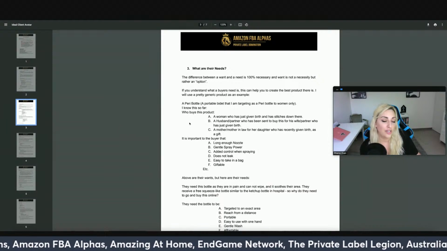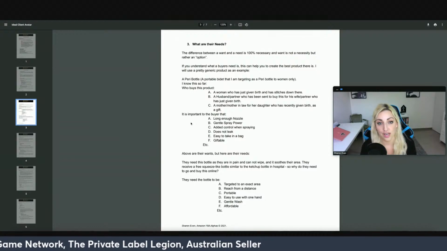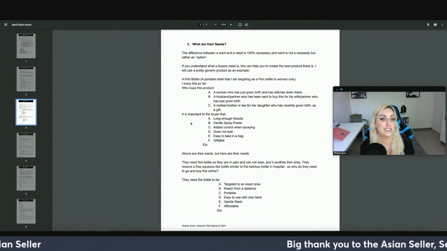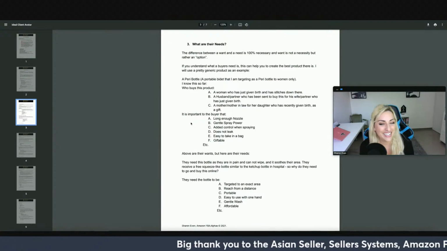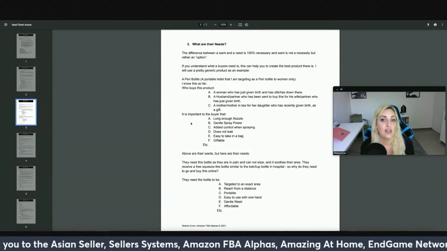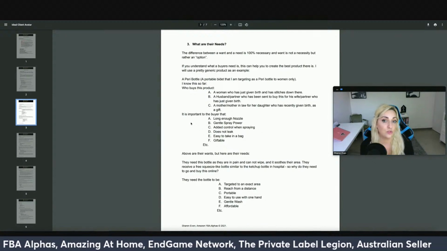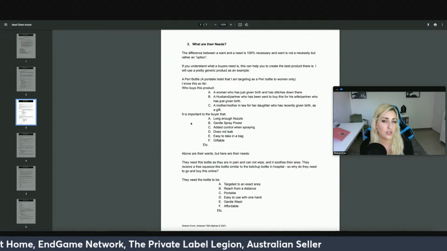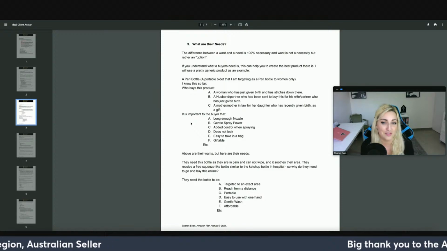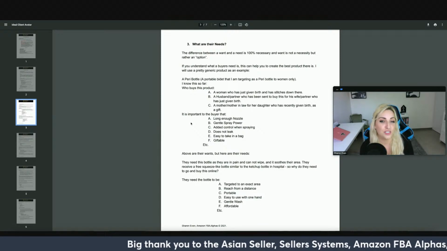So we understand what's important to them, but then we also need to understand what their needs are. The difference between a want and a need is that a need is 100% necessary, and a want is not necessary, but rather an actual option. If you understand what a buyer's need is, this will help you to create the best product there is, and I will use a pretty generic product as an example. You can see I'm having difficulty reading my own stuff. Again, if you understand what a buyer's need is, this will help you to create the best product there is. And let's use a generic product as an example.